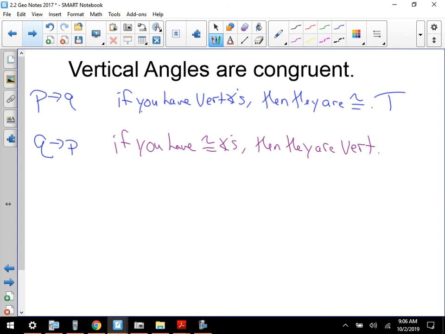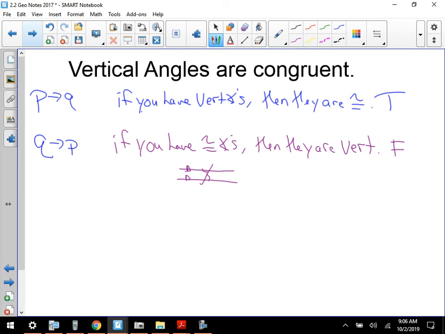Is that true or false? False. What would be a counterexample? That's a great idea. So in my diagram, I could just draw this, a little diagram of that.